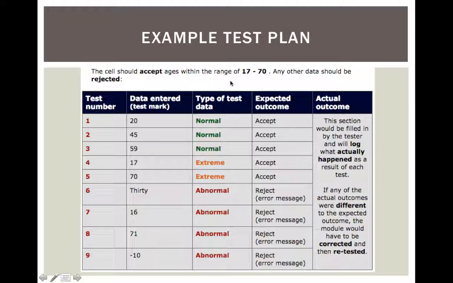So this is an example where the cell should accept ages within the range of 17 to 70, and any other data should be rejected. So you can see the type of layout of this test plan.